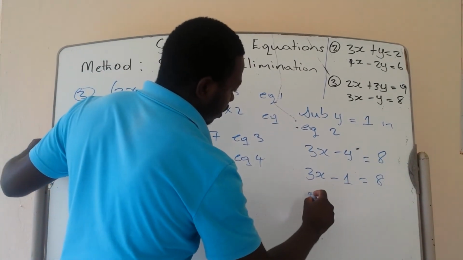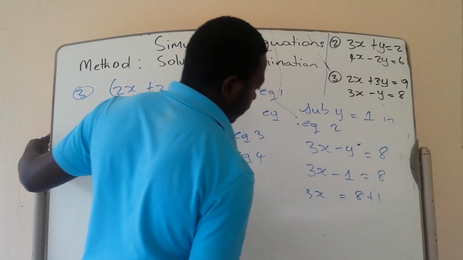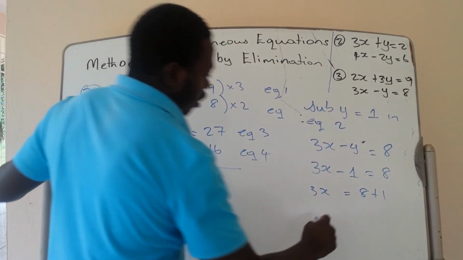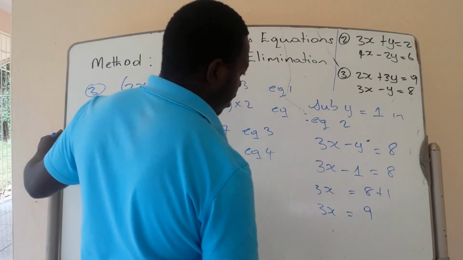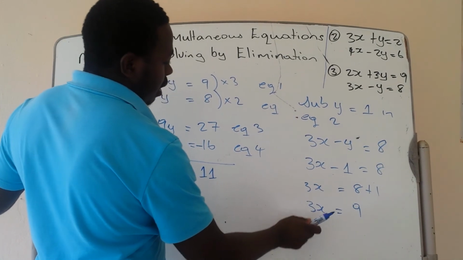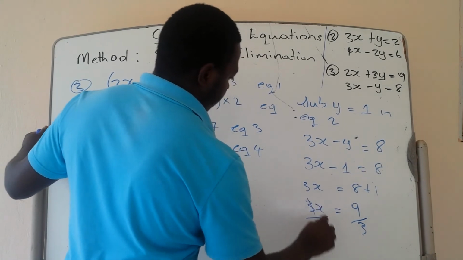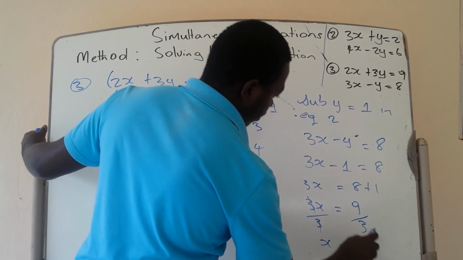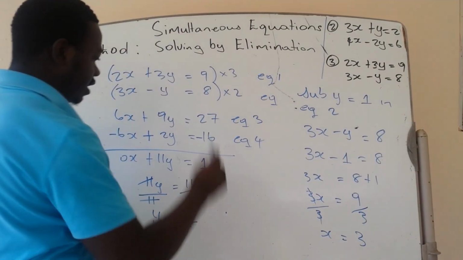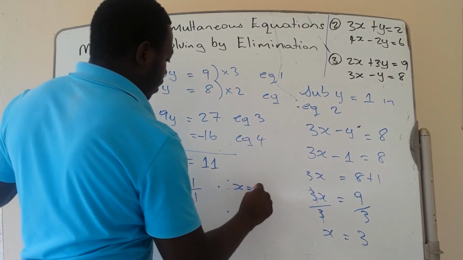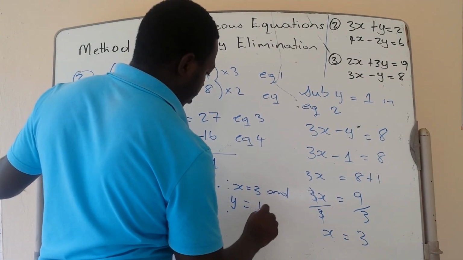So we need to get rid of this minus 1. Add 1 to both sides. So this is 3x is equal to 8 plus 1. Because if you add 1 to this side, you're just left with 3x. So 3x is equal to 9 here, because 8 plus 1 is 9. Divide both sides by 3 to solve for x. Divide this by 3, and we end up with x is equal to 3. 9 divided by 3 is 3. So therefore, the final answer is x is equal to 3 and y is equal to 1.